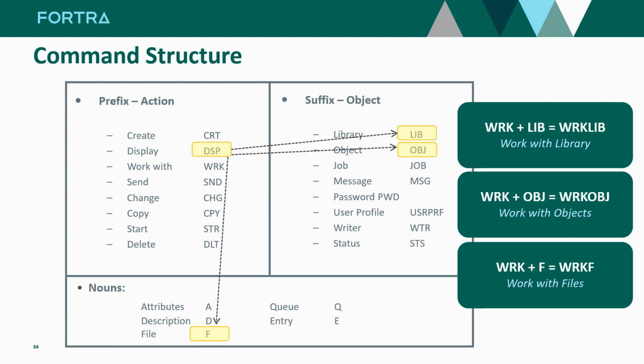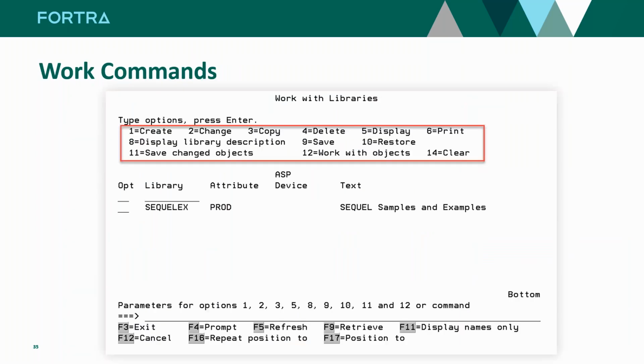Now on to commands. This was something else that challenged me, but there's a logic to it. IBM created a prefix and a suffix to the command. So if you want to create something, it's a 3-character abbreviation: CRT, display, work, send, change, copy, start, etc. And then the object type you want to work with: libraries, objects, jobs, messages, message queues, user profiles, writers, etc. All right, and then there are some nouns as well, and you basically combine those together: work lib, work object, work file, and so forth.